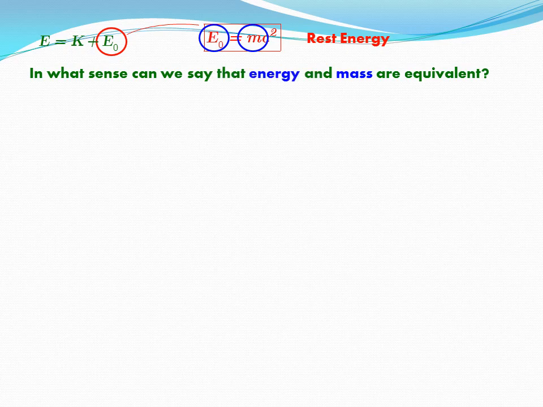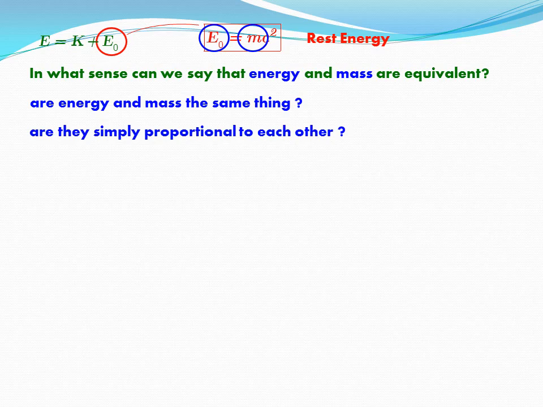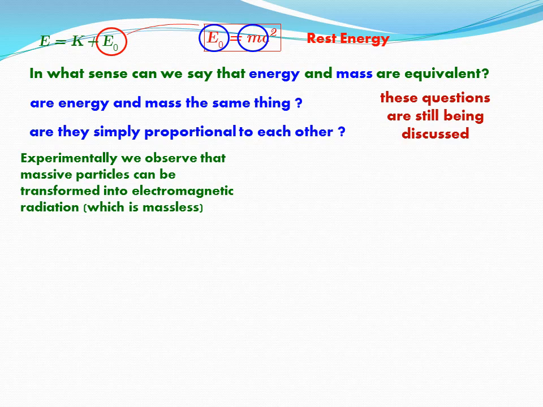We have found that the total energy of a free particle is equal to its kinetic energy plus its rest energy, and the rest energy is in relation to the particle's mass. But in what sense can we say that energy and mass are equivalent? Are energy and mass the same thing? Are they simply proportional to each other? These questions are still being discussed, but from an experimental point of view, what we observe is that massive particles can be transformed into electromagnetic radiation, which is massless.